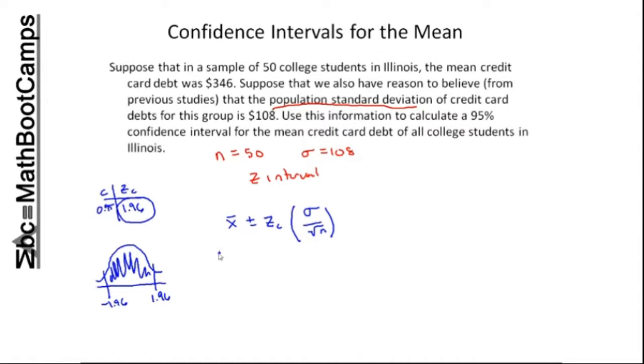Okay, so my X bar in this particular example is 346. I'm adding and subtracting 1.96 times the population standard deviation, which was 108, divided by the square root of 50. This entire right-hand side is called the margin of error. I'm going to calculate that first, and I get 29.9.